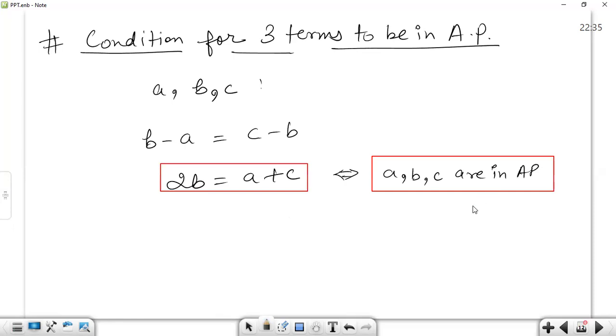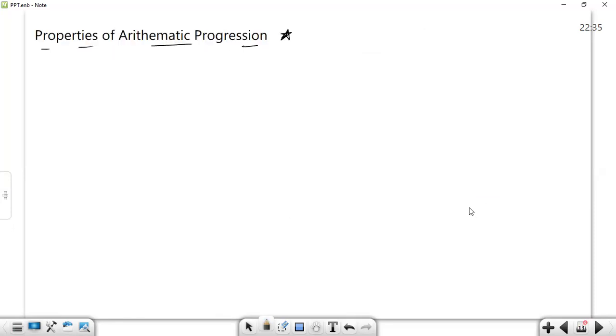Okay, that was the objective. Let's now discuss the properties of arithmetic progression. Please keep taking notes. I'm not forcing you to take notes. If you already have ready-made notes, then no problem. Just keep them in front of you, and whenever you think that there is something additional taught in the class, you can add it to your notes.